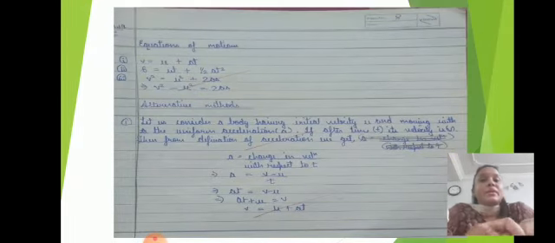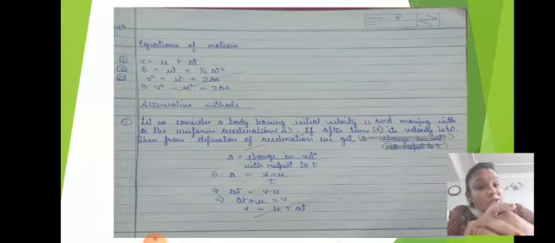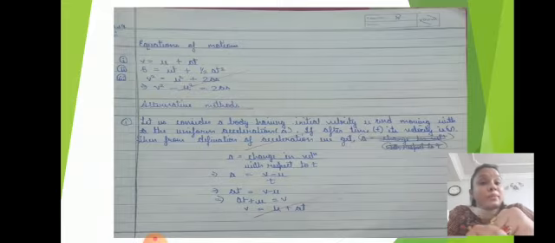Next, you can see there are three main equations of motion. So what is the first equation of motion? V equals U plus AT. Second is S equals UT plus half AT square. Third one is V square minus U square equals 2AS.